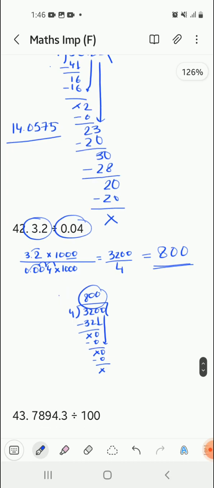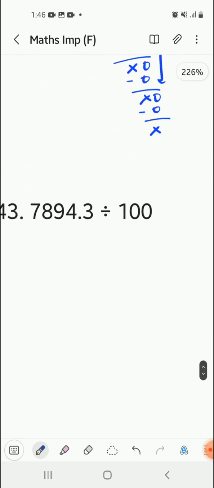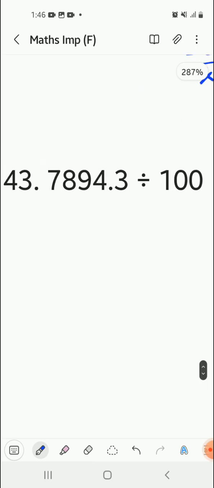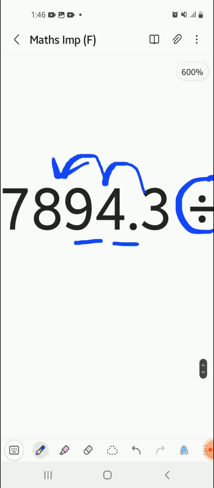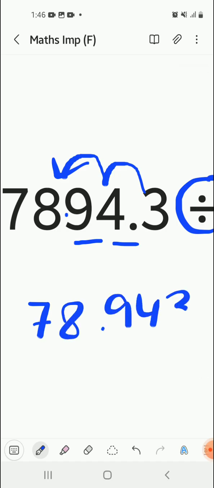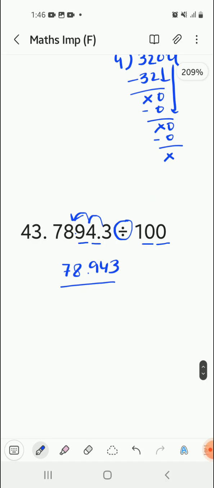Moving on to the next question, 7894.3 by 100. Now we have to divide it by 100. This is a simple mental math sum. We don't have to divide it. Simply shift the decimal point once and twice to the left. For division, check the zeros. There are two zeros, so we will shift it twice to the left, once and twice. So my decimal point is shifted here. Answer becomes 78.943. This becomes my answer, right? We do not have to work it out.